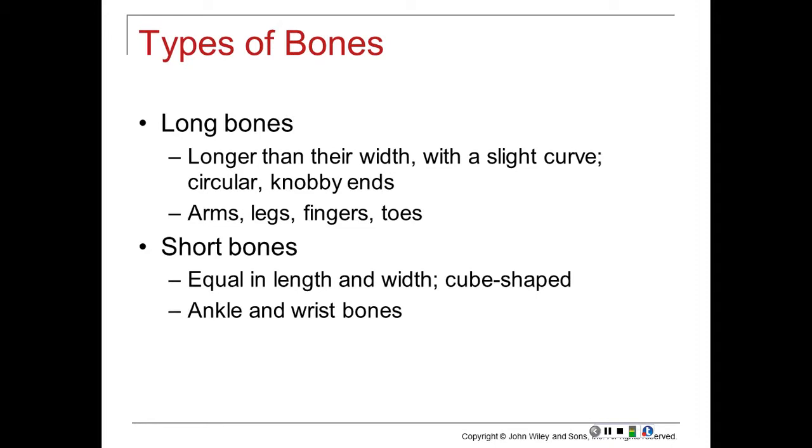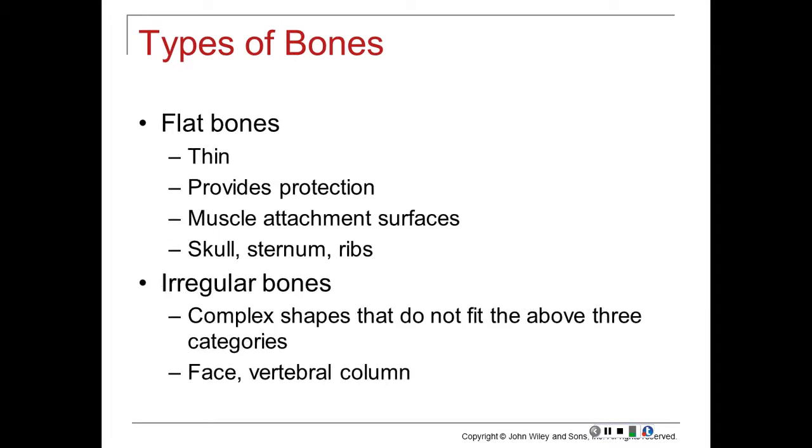So the long bones and short bones are two different types of bones in our body. The long bones are longer than their width, and they tend to have a slight curve with them rather than being straight. They can have circular or kind of knobby-like ends. These are the bones that make up our arms and legs, fingers and toes, whereas short bones have an equal length and width, so they're more cube-shaped. These would be like our ankle and wrist bones.